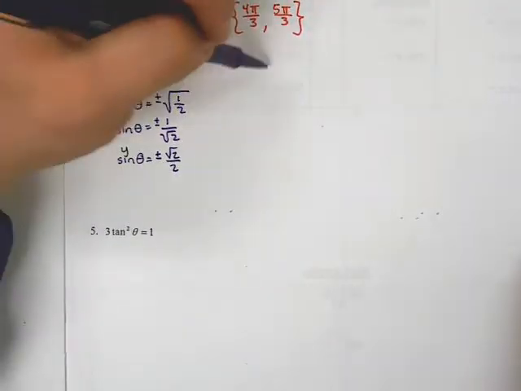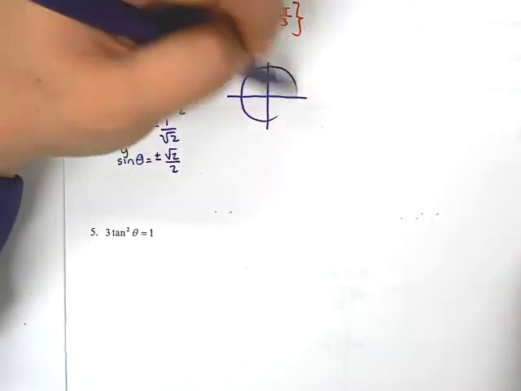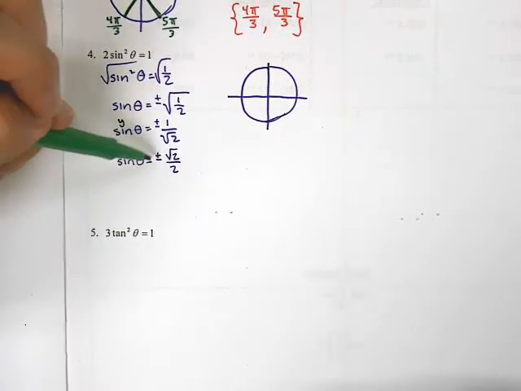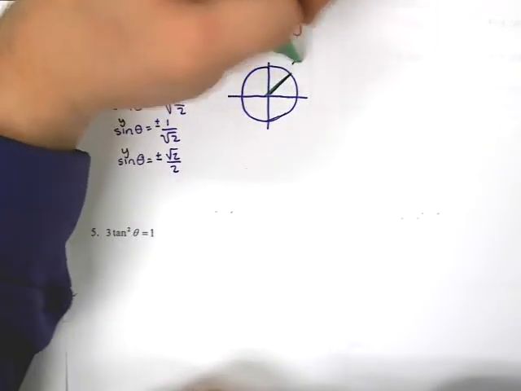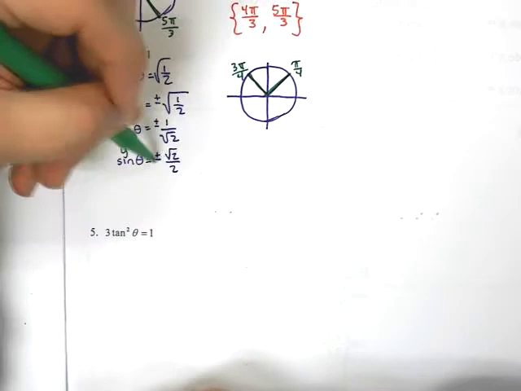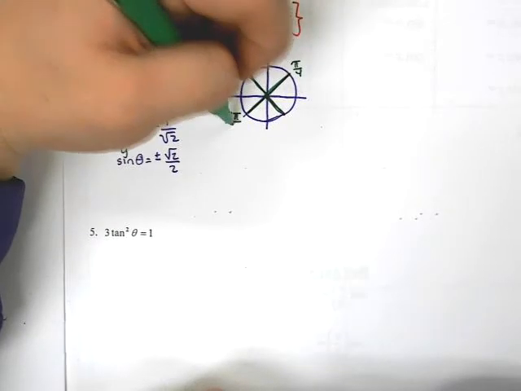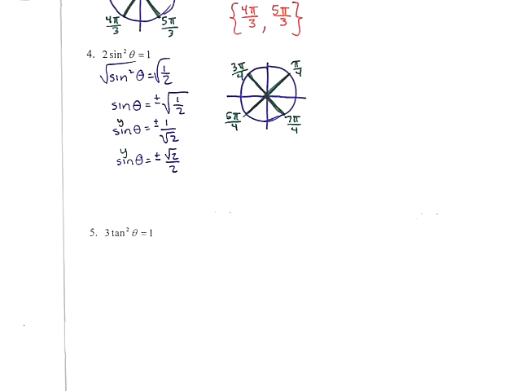And now I can sketch my unit circle. Let's take a look at this. Sine, or y, has to be plus or minus root 2 over 2. Well, the positives are up here at pi over 4 and 3 pi over 4. And then the negatives are down here in the lower quadrants at 5 pi over 4 and 7 pi over 4. So now I know that this one is actually going to have 4 solutions.